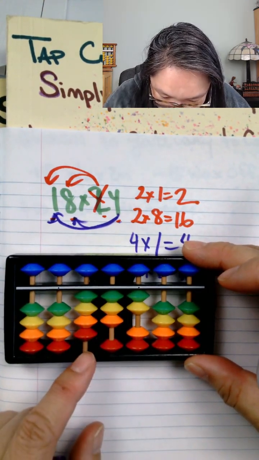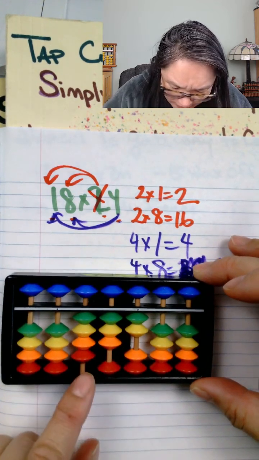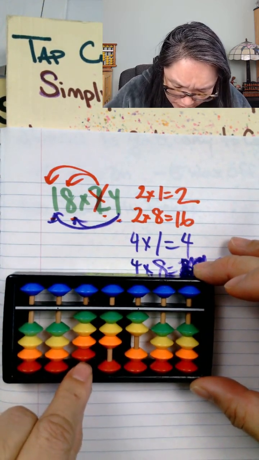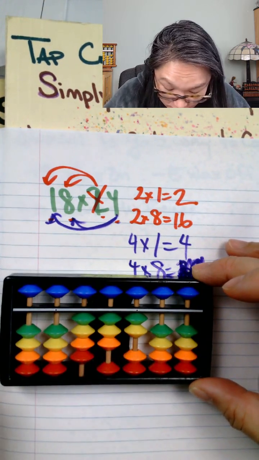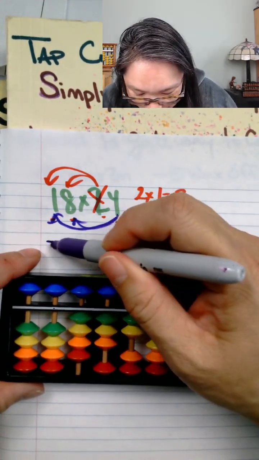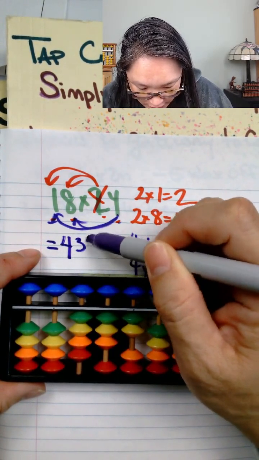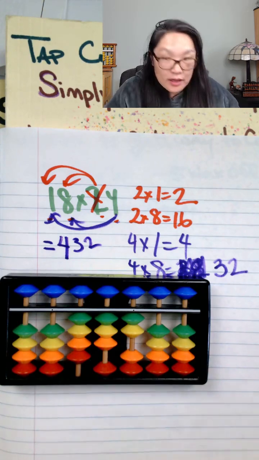Is that right? 32. Yeah, that's right. So my answer is 432. Okay. It's a little hard to be presenting on new numbers. 432. Okay, let me go find a division question.